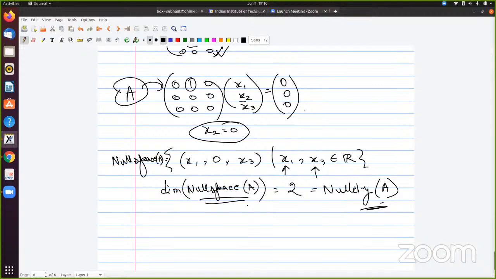Number of independent columns. No, I want the definition. Cardinality of the basis. That is the process you will find nullity, but I want the definition of nullity. Cardinality of the basis of the null space. Exactly. Dimension of the null space, basically. Right? Yes. Okay. Dimension of the null space.